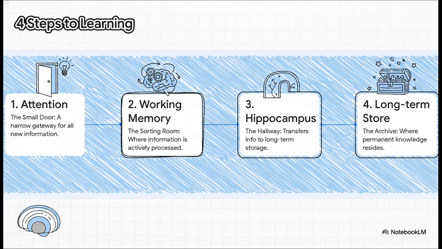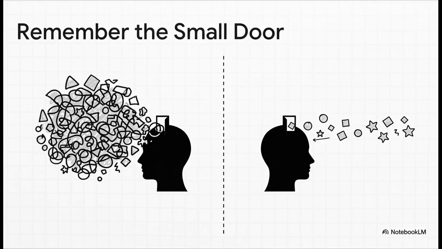First, new information has to squeeze through the very narrow doorway of attention. Then it lands in the tiny sorting room of working memory, where it gets processed. If it's important enough, the hippocampus acts like a long hallway, moving it to the giant archive of long-term storage. If there's a breakdown at any point in that chain, learning just stops. It fails.